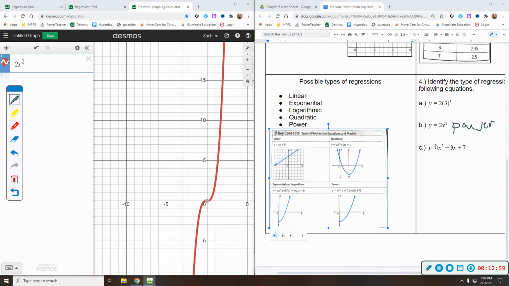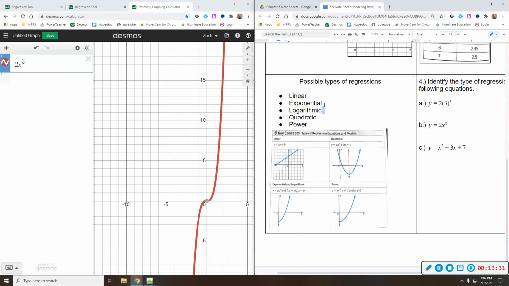And then the last one here is x squared plus 3x plus 7. I'm not even sure that we need to graph that. It clearly fits the format of a quadratic. And if you graph that, you'll get a parabola. So this is definitely a quadratic. And that's it. So that's sort of just a surface level understanding of different types of regressions.